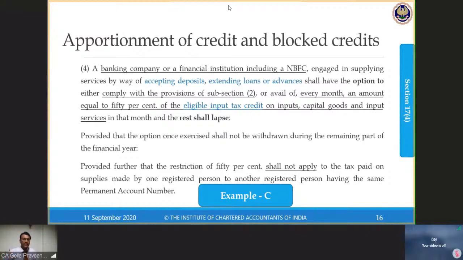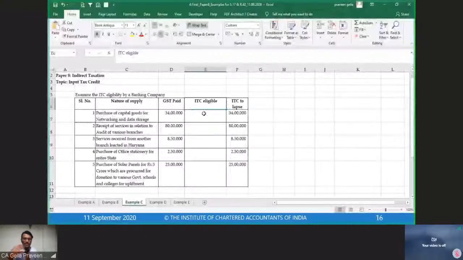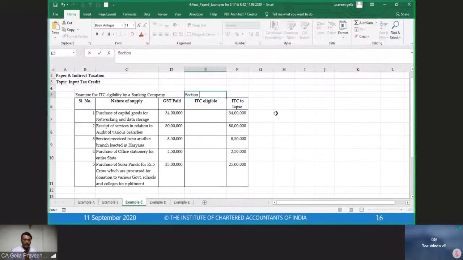Now we will come back to our example number C. People, please post onto the window box whether you are able to follow, because I don't see any queries or answers so far. Hope we are connected and you are following the discussion. Now coming to example number C, this is set in the backdrop of my section 17 subsection 4, for a banking company.